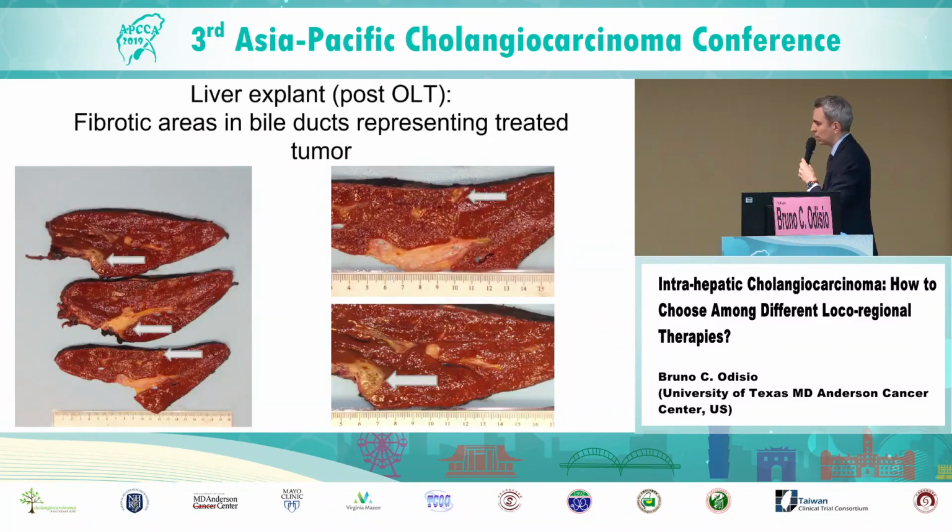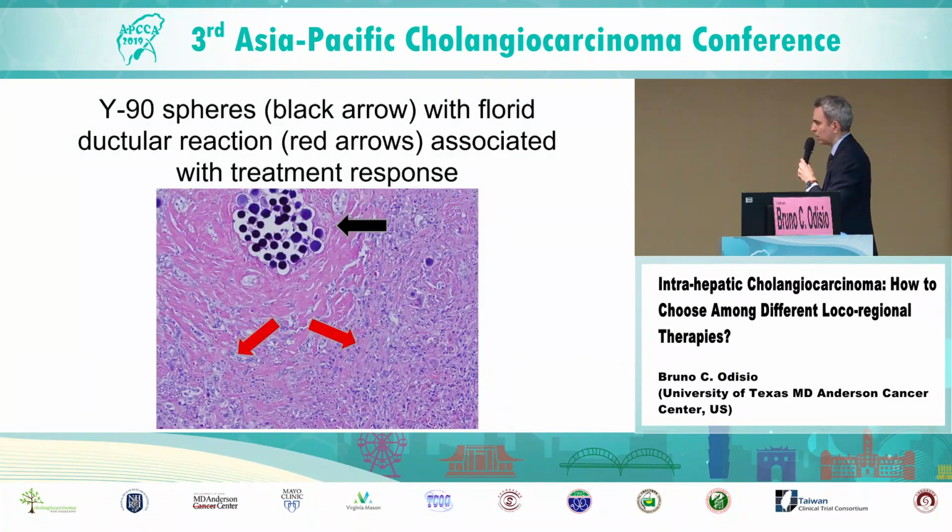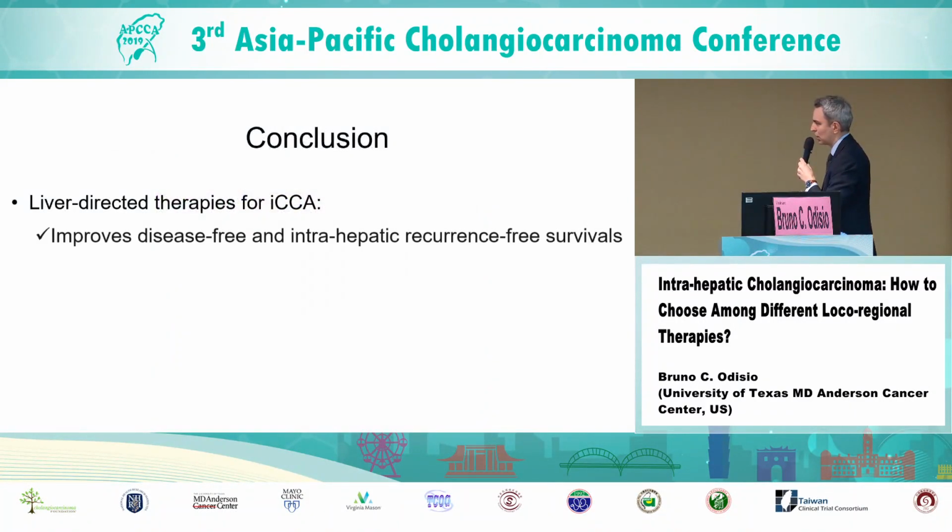He underwent a liver transplant, and he had 5 tumors that we either ablated or did Y90 on, with 100% necrosis, no tumor in the liver specimen. And here we can see the Y90 inside of one of the tumors with necrosis of the tumor. So, conclusions: liver-directed therapies for intrahepatic cholangiocarcinoma improve the disease-free and intrahepatic recurrence-free survival based on most of the retrospective data we have right now.